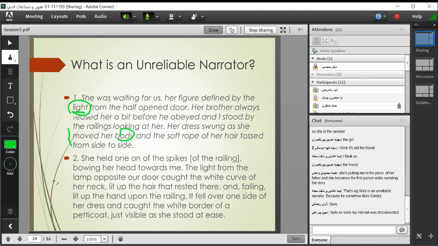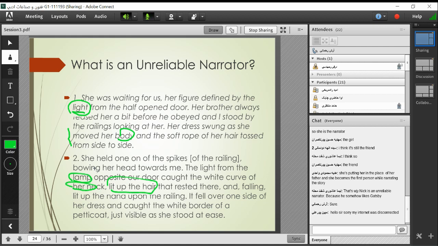She held one of her spikes of the railing, bowing her head towards me. The light from the lamp opposite our door cut the wide curve of her neck. اینجا دیگه قاطی میشن با هم. لمپی که بحث قدیسی بودنه با قسمتی از بدن اون خانم. Lit up the hair، پشت سرش عکسای چیزو ببینین، همیشه یه خورشید پشت سر اون اشخاص قدیس میکشن.